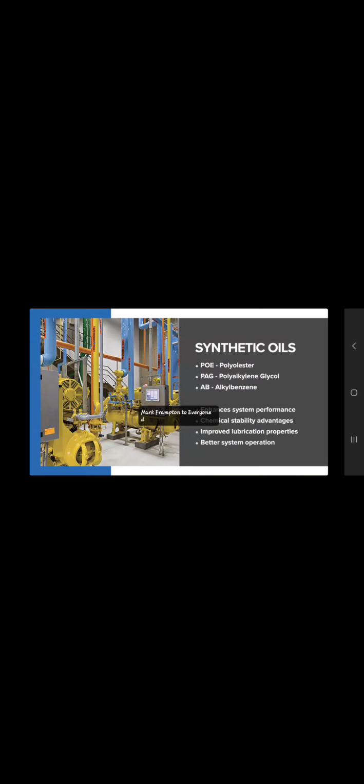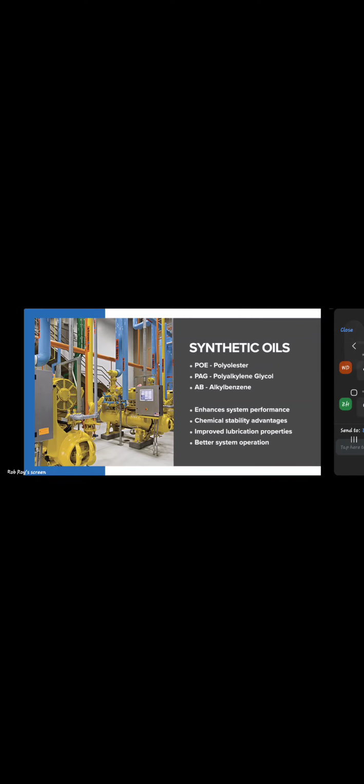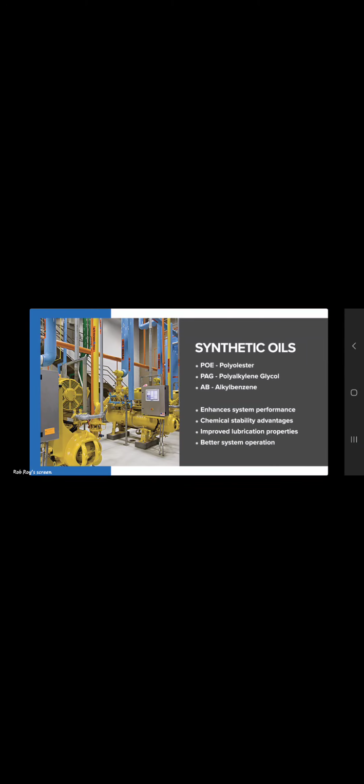We're using synthetic oils: polyester, polyalkyl glycol, alkyl benzenes. All right. What they do is they enhance system performance. They add stability advantages, better system operation. POEs you're going to see in most equipment. You'll see it residential, commercial. PAGs, your polyalkyl glycol, that's automotive. So you get a car, you got 1234YF as your refrigerant. You got polyalkyl glycol as your system component oil.